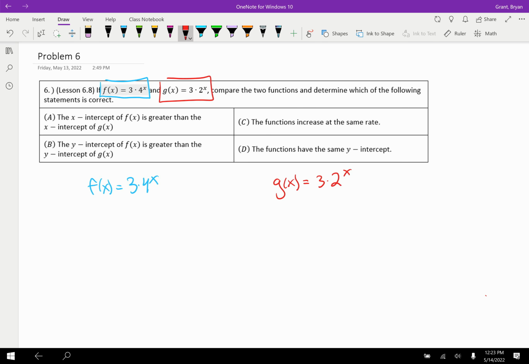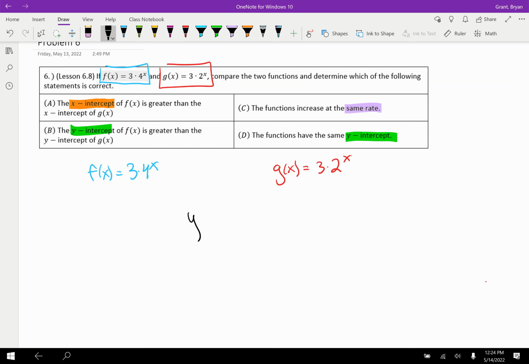Now I'm going to quickly glance at the statements, see what information I need from these equations, find the information, then go back to the answers. For example, it says somewhere we're going to need an x-intercept. We are also going to need some y-intercepts. And then we also have to discuss the rates. All right, so let's break these down.